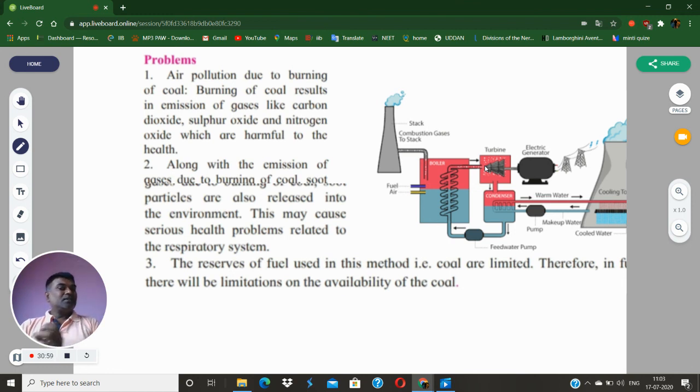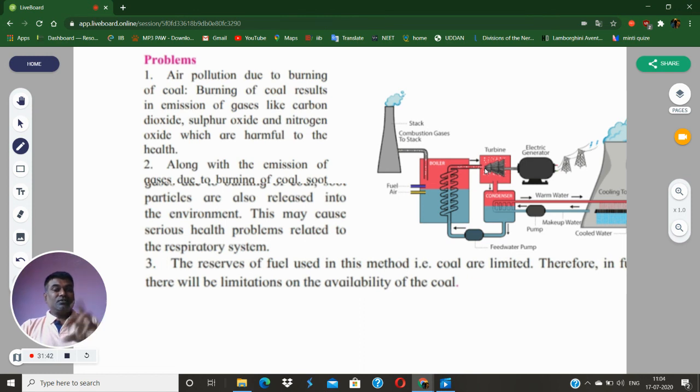Along with the emissions of gases due to the burning of coal, there is soot, the black blocks of coal, and such particles are released into the environment. This is a cause of serious health problems related to our respiratory tract and bronchi. It is harmful, isn't it, child? So it is a serious cause for human beings. As in coal mining, there is a lot of dust particles there, and it is not good for our respiratory tract.